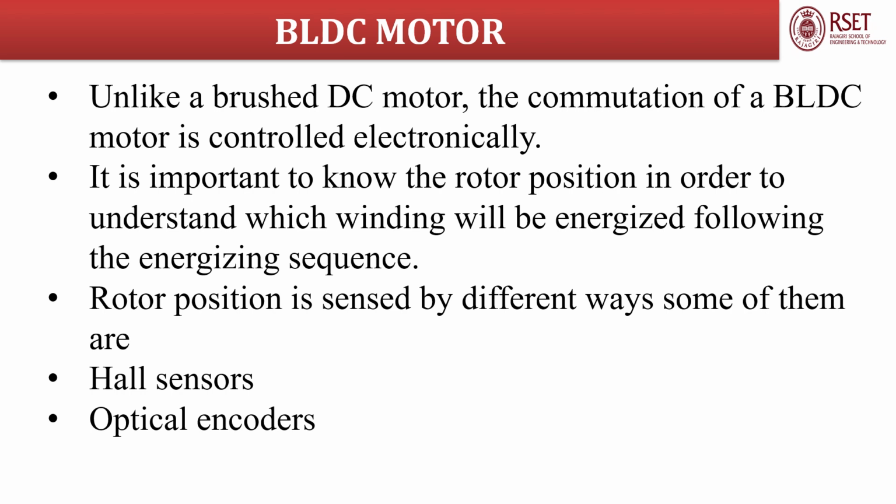Now we will see how the BLDC motor commutates. Unlike a brushed DC motor, a BLDC motor uses electronic commutation instead of mechanical brushes. To perform proper commutation, the rotor position must be known. This position is detected using sensors such as Hall sensors or optical encoders which provide feedback to the control circuit. Hall sensors.